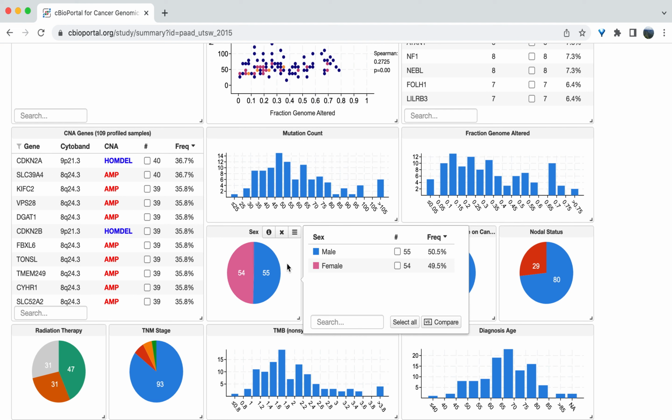The box also provides a percentage of the patients included in the study who fall into each sex category. This is referred to as the frequency, abbreviated FREQ, at the top. In this case, 50.5% of the participants are male and 49.5% are female.